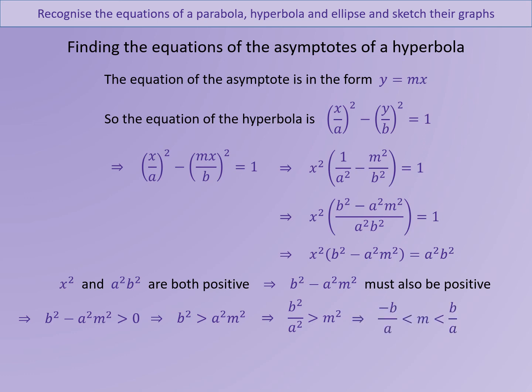Now this can be solved to give us m is greater than minus b over a and less than positive b over a. If you're struggling to see why this is, you may like to consider a specific value for b squared over a squared. For example, let's choose 9. So if 9 is greater than m squared, what we are saying is that m squared has to be smaller than 9. And the values of m that would give us an answer smaller than 9 when we squared it are any values of m between -3 and 3. So this same situation has happened here with the b squared and the a squared.